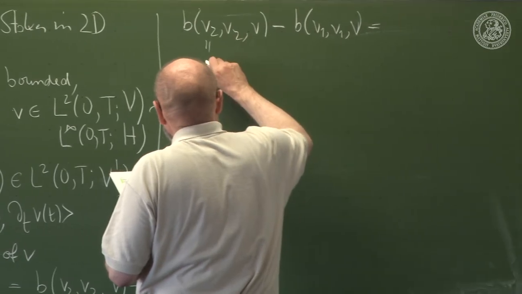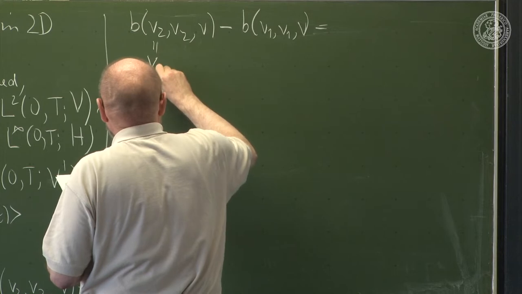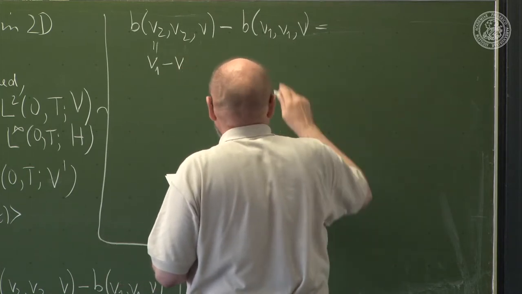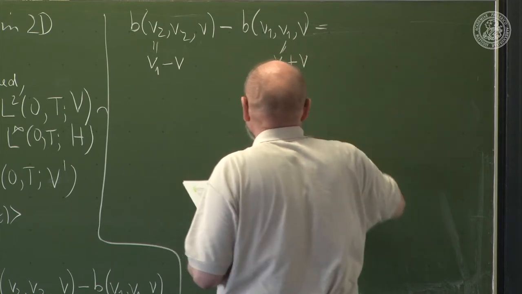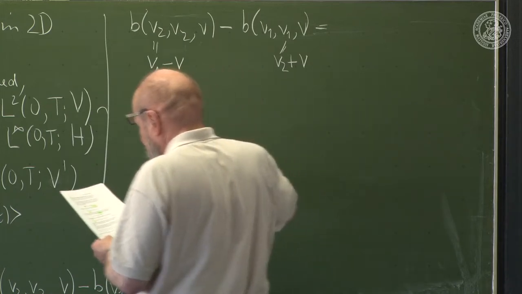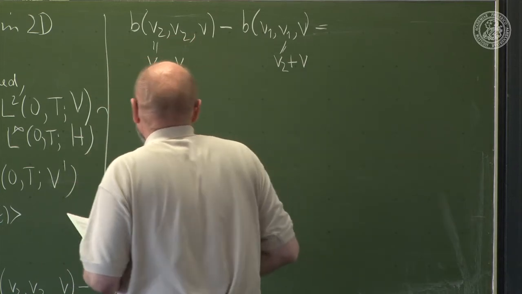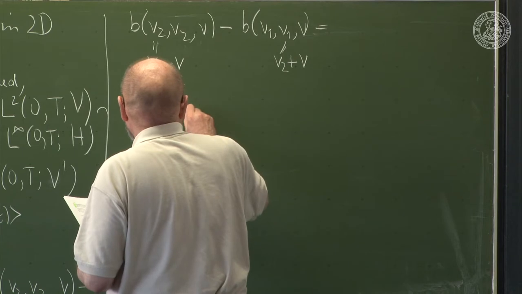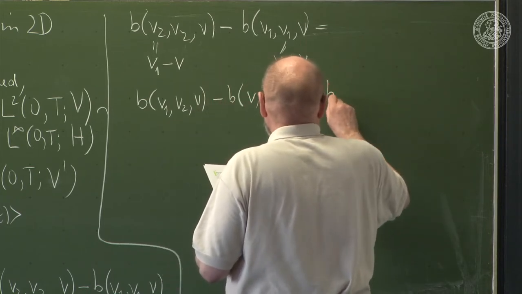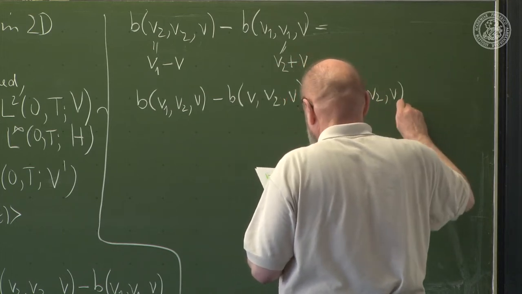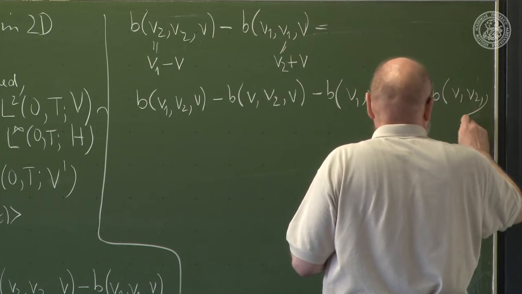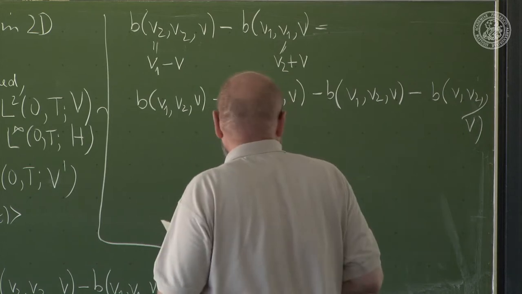So what does that mean here? We can express this as V1 minus V. Is that right? Yeah, it's correct. And we can express here the V1 as V2 plus V. That's just the definition of the difference vector. So now by bringing this in, we take advantage of the linearity of the components. So we have B(V1, V2, V) minus B(V, V, V). That's now very elementary. Minus B(V1, V2, V), minus B(V, V, V2), and what is that?